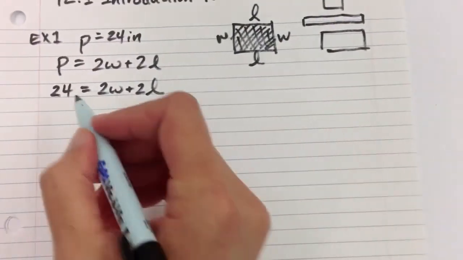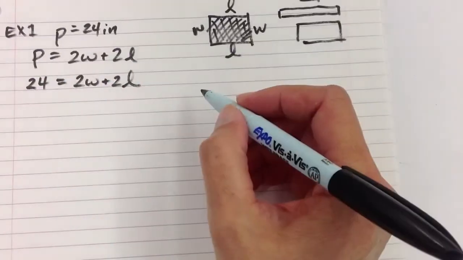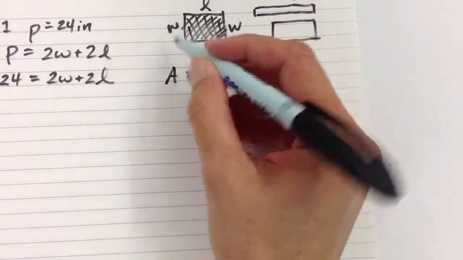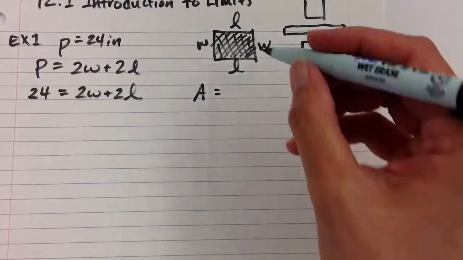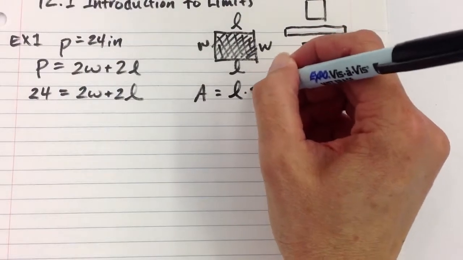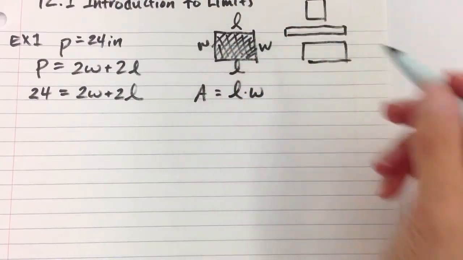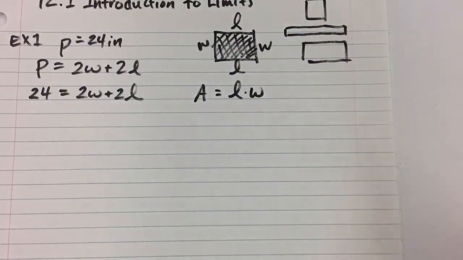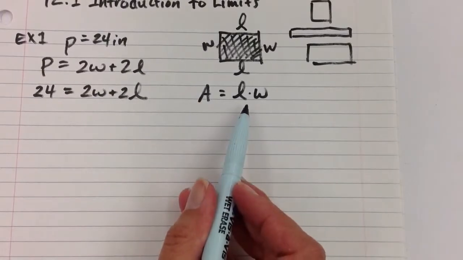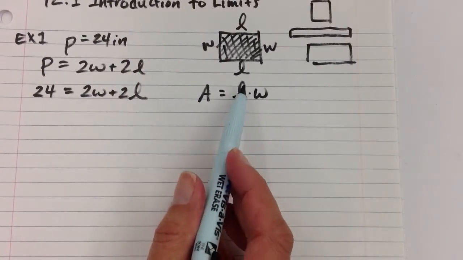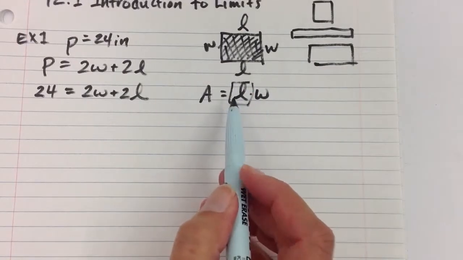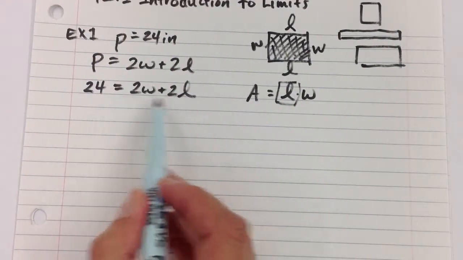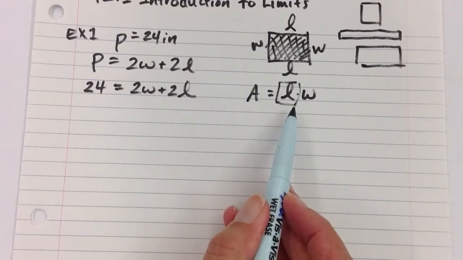Okay, so let's make an equation for area of our rectangle. We'll put area over here. How do you find the area of a rectangle? Length times width, right? Base times height. In this case, length times width will give us the area of the rectangle. Okay, so we have too many variables going on here, so let's solve for L and substitute in for L there.